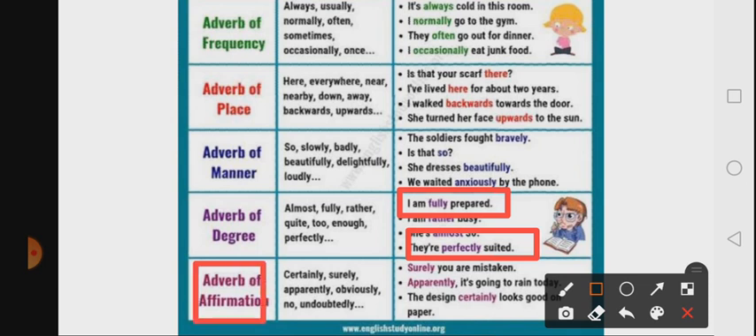Adverb of affirmation. Affirmation means when we want to affirm or when we want to emphasize something. For example, surely you are mistaken. The surely in this sentence is the adverb of affirmation. Some other examples are certainly, surely, obviously, and undoubtedly.